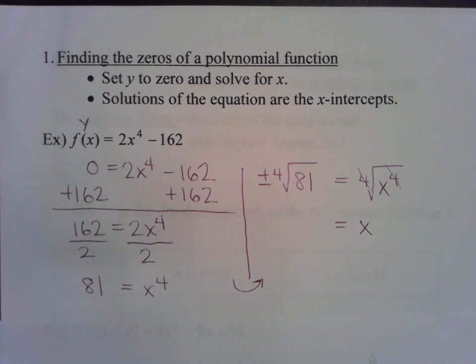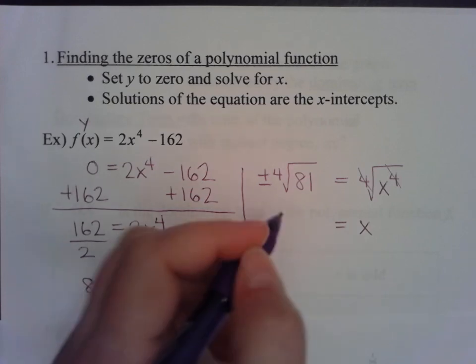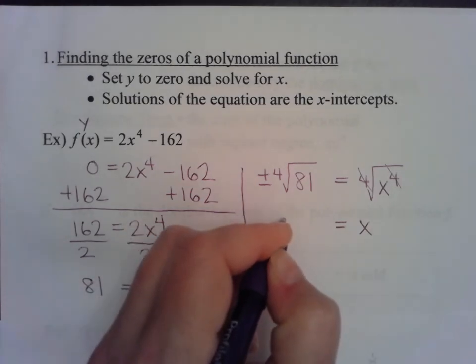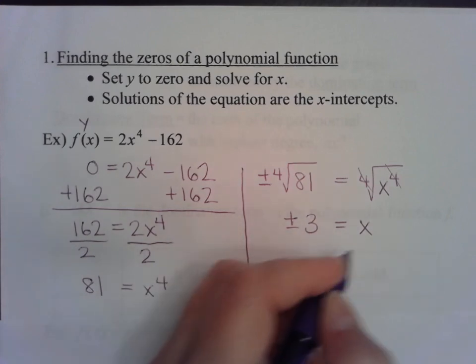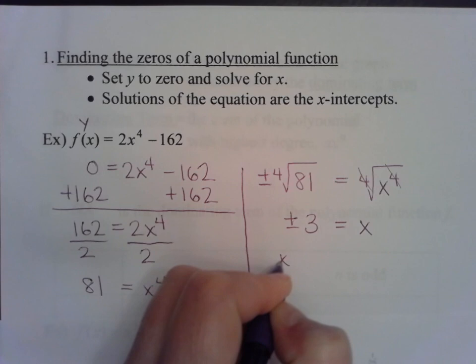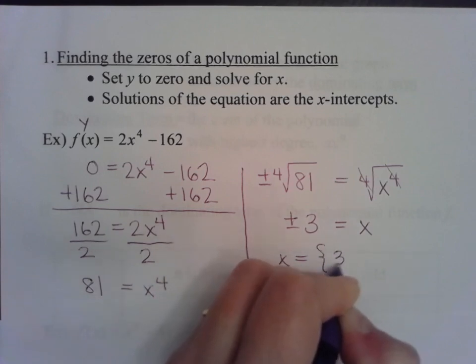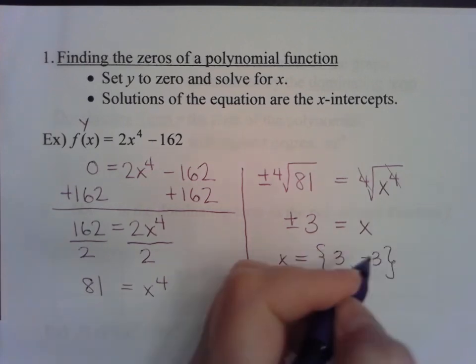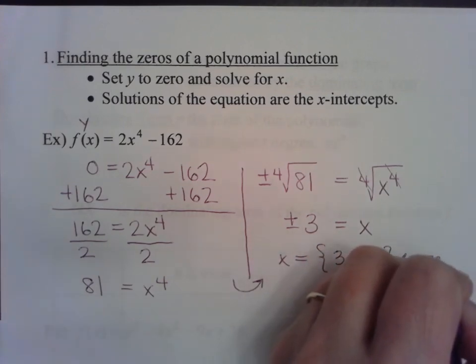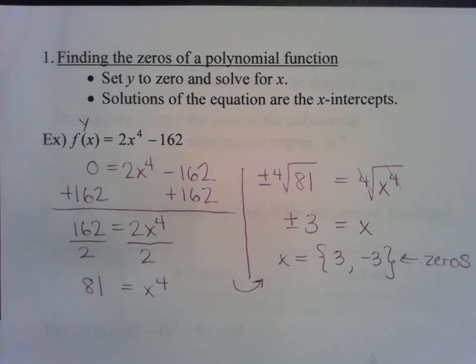Do you know what the 4th root of 81 is? You can do it in your calculator. 81 is 9 times 9, and each of those 9s is 3 times 3. So that's actually 4 3s. So I have plus or minus 3. Or if you wanted to list them out separately, 3 and negative 3. Okay, these would be the zeros.